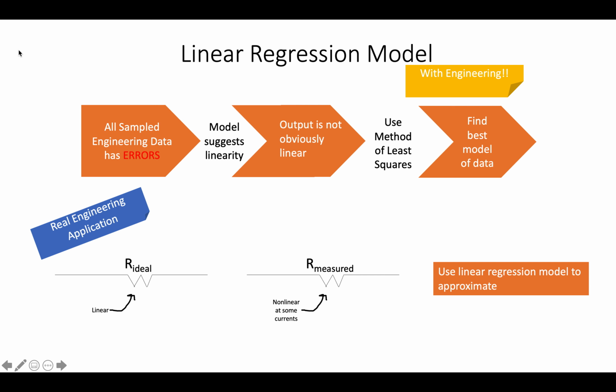Now, the linear regression model with engineering is seen on this slide, where all sampled engineering data has errors, but a lot of times the model suggests linearity, and the output might not be linear, so you want to use the method of least squares to find the best model of the data.